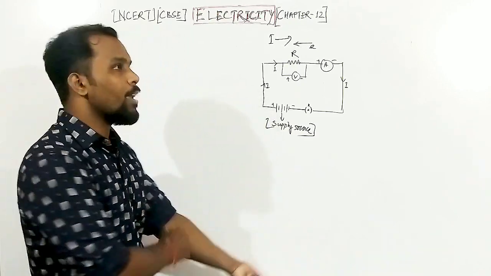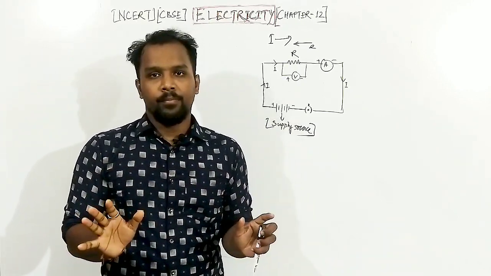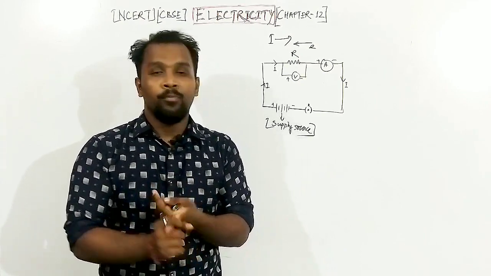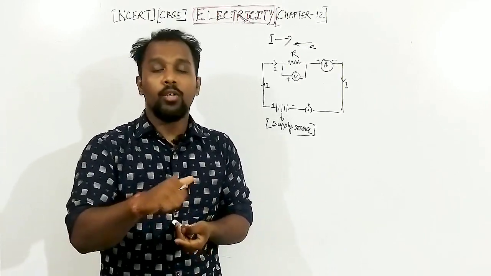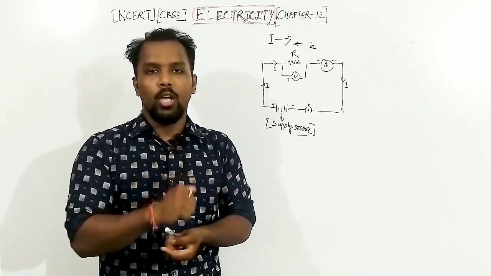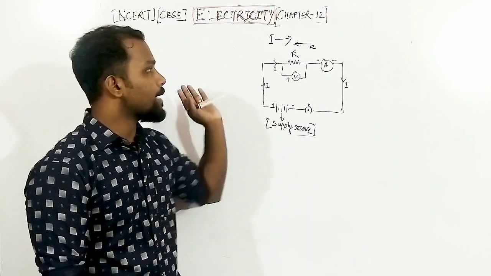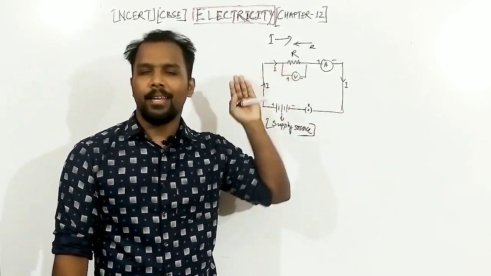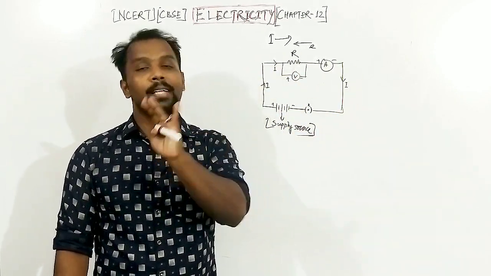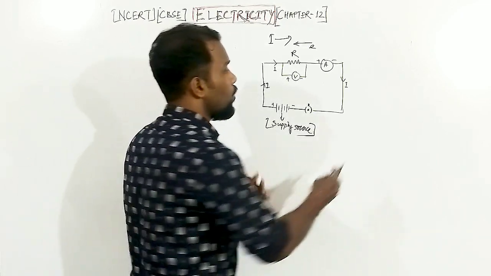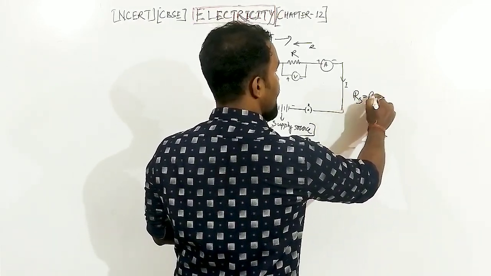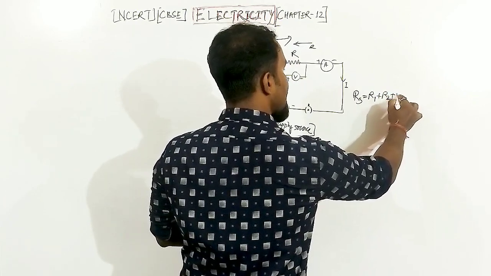Again, there are certain instruments which only heat up, like an electric kettle, a heater, or the iron that you use to press clothes. They only heat up. In that case, many resistors are connected in series, because we know the formula of series combination: R is equal to R1 plus R2 plus R3.